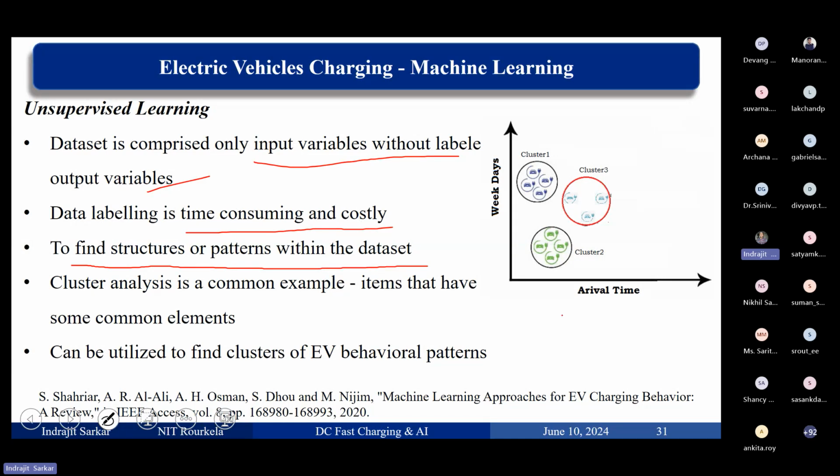So how are EVs charging? Arrival time, departure time. This is defined during weekdays, when they are coming and when they are departing. So in cluster 1, they are coming on weekdays. If you take 1, 2, 3, 4, 5, 6, 7, you can see on which day they are coming and what the arrival and departure time is. This is how you can classify the data into different clusters, and you can calculate the arrival and departure times from this.